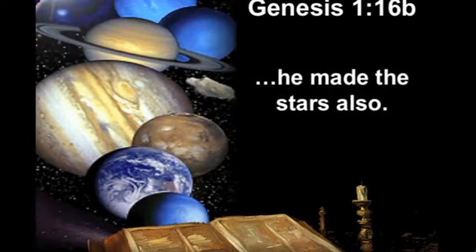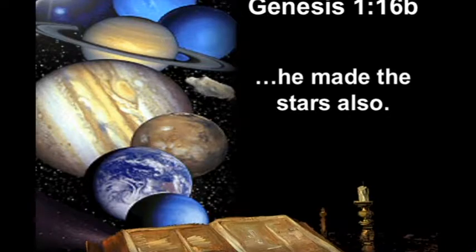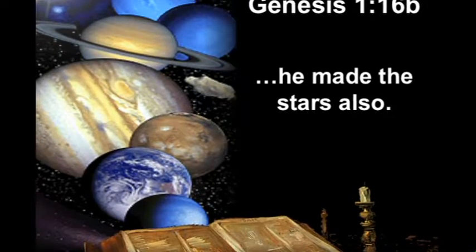We're told on the fourth day that God made the stars also. Now, a star could actually refer to any celestial orb, from what we call stars today to nebulas to comets, etc. Jupiter is the largest planet in our solar system. In fact, it is 1,000 times the size of the Earth.